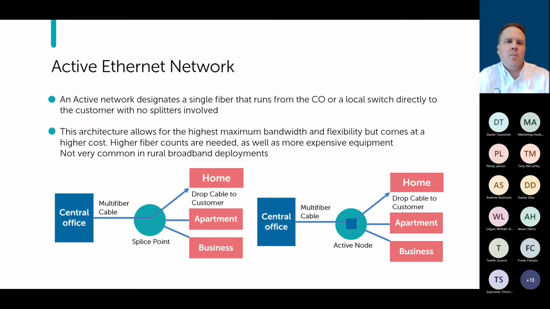So your active Ethernet network, essentially what this is, we are running a single fiber from our central office or from a node, from there straight to the house. No splitters, nothing in between other than splices and connectors. So wherever your central office is, or central office or a communication hut, if you are serving, let's say, 1,000 people out of that hut, you will have 1,000 fibers leaving that hut and all going directly to the end user.